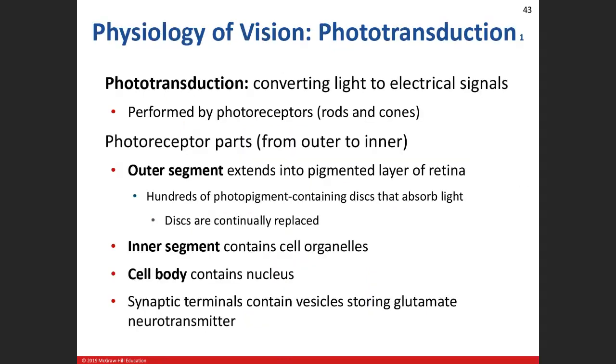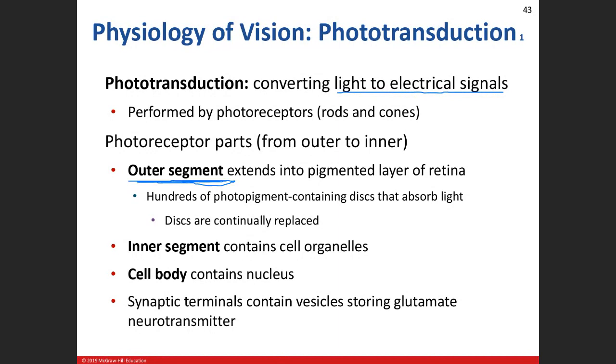And so we call that phototransduction. Okay? So phototransduction, right? You know this, we're going to take light and turn it into electrical signals, which are, in our cells, action potentials. Okay? So the rods and the cones are the only cells that are able to do this. And it all has to do with what's sitting in the outer segment.